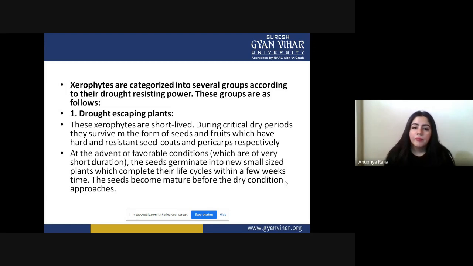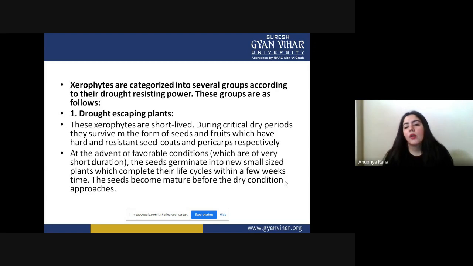Now, what happens when they get a favorable condition, like getting water when the monsoon comes, or if they get a little water in the month of July or August, they will start germinating. So the seed germinates into a new small plant which completes its life cycle within a few weeks, like 4 or 5 weeks, and again becomes a seed before the dry condition approaches. So basically they are skipping drought.